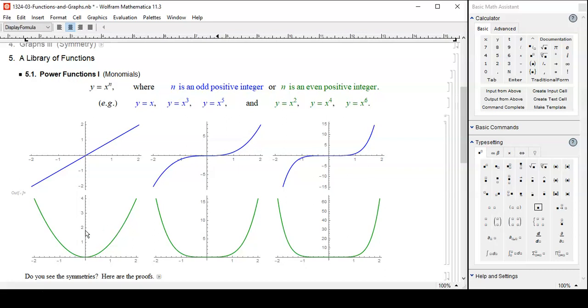Now, even powers: y equals x squared, fourth power, sixth power. In that case, the graph is symmetric with respect to the y-axis, and the function value is always positive. Remember, a positive squared is positive, a negative squared is also positive. So these can go as low as 0, y coordinate 0, and that's about it. It doesn't go any lower than that. So the range for these will be from 0 to positive infinity. The range for the odd powers is from negative infinity to positive infinity, in terms of y coordinate values.